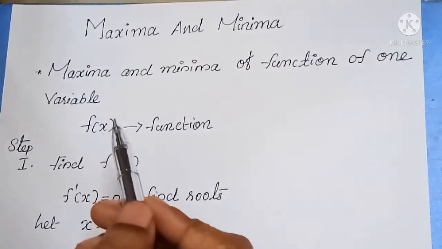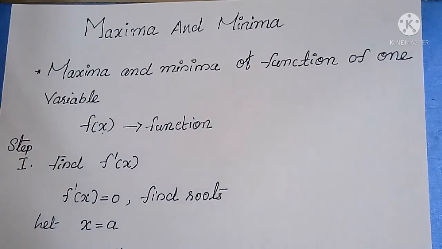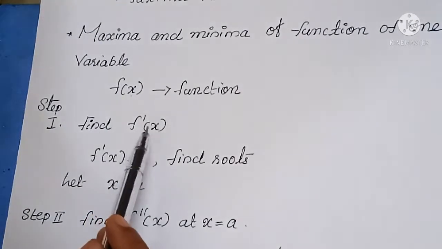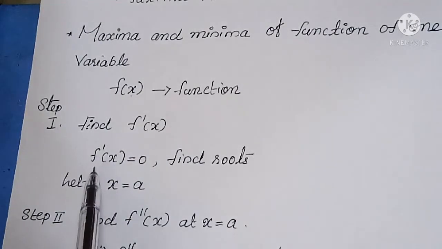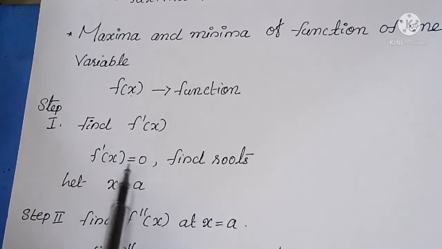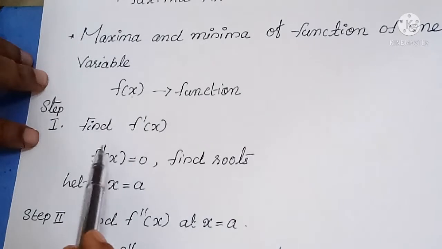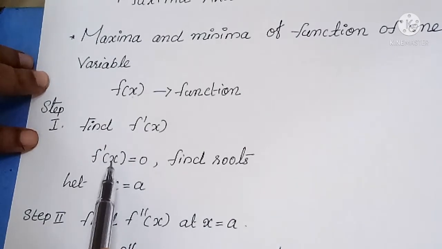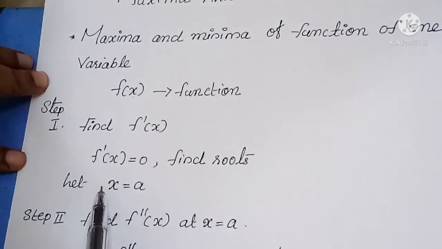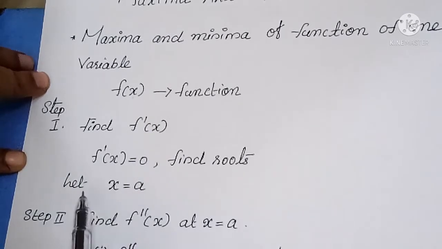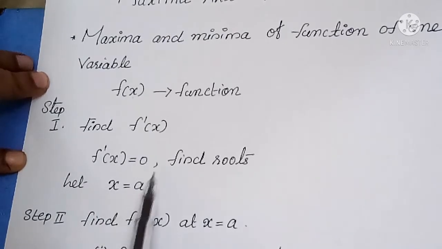Here we have mainly two steps to find the maximum value and minimum value of a function f of x. First step, find f dash of x. Then we equate f dash of x to 0. Then we find the roots of this f dash of x. Here we consider one of the roots of f dash of x to be a. So let x is equal to a.